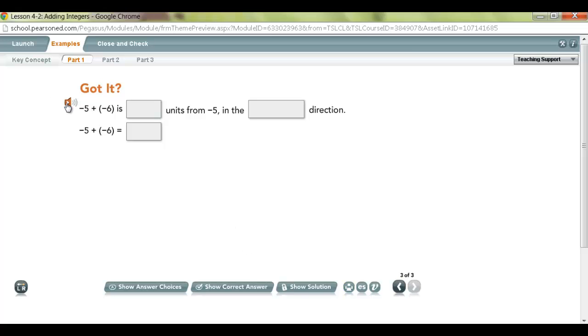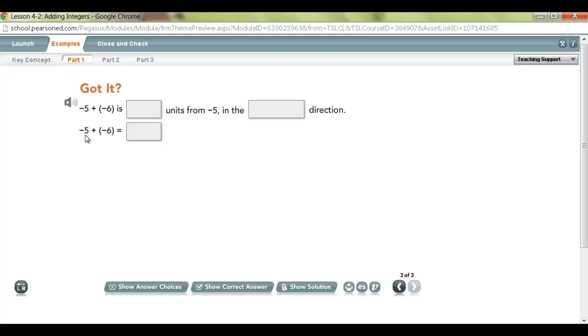Okay, so let's listen to this. -5 plus -6 is how many units from -5? In what direction? What is -5 plus -6? Okay, so -5 plus -6 is 6 units from -5 in the, it's a negative sign, is that left or right? That's right, it's a left direction.